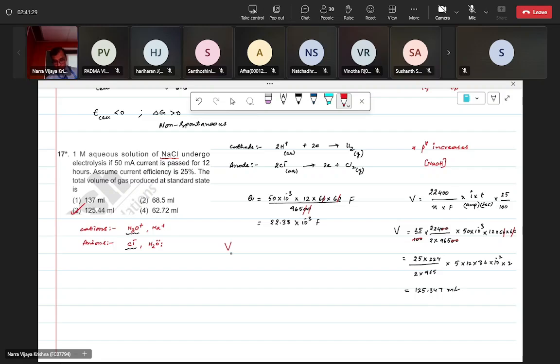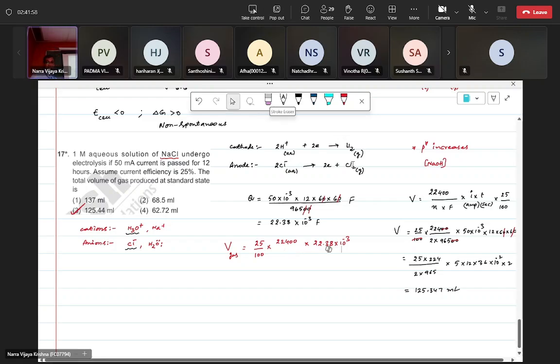So V of gas is equal to 25 by 100 into 22400 upon 2 into 96500 into 22.38 into 10 power minus 3. Then I will not write this also. Over. Clear? Next question, sir.